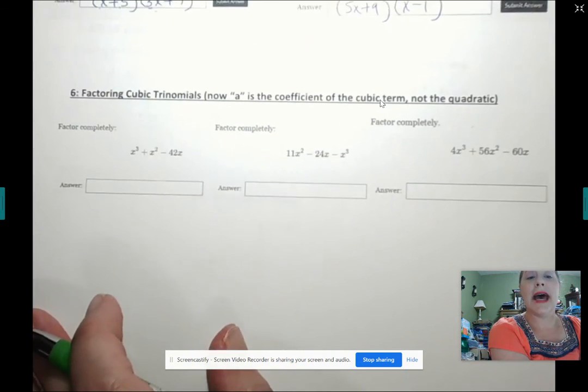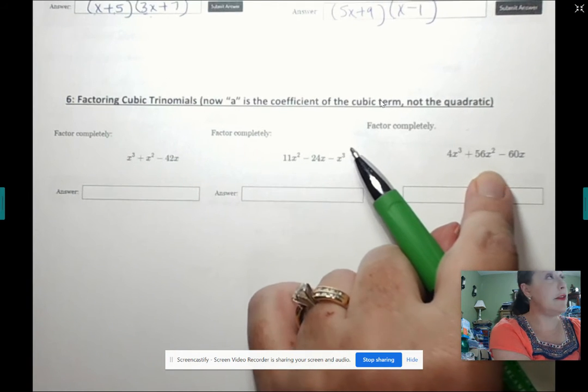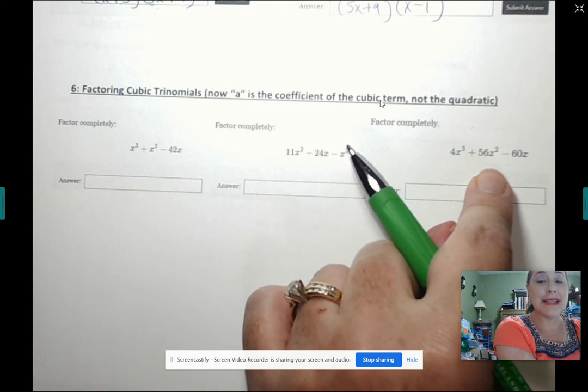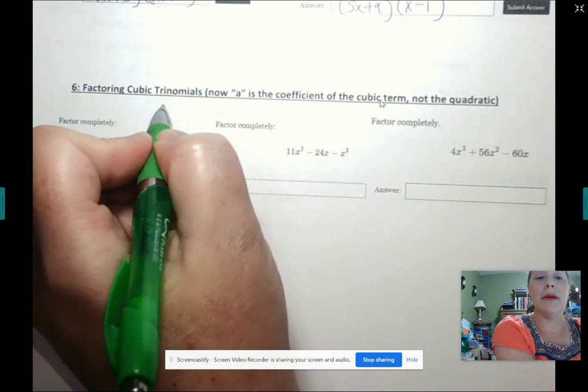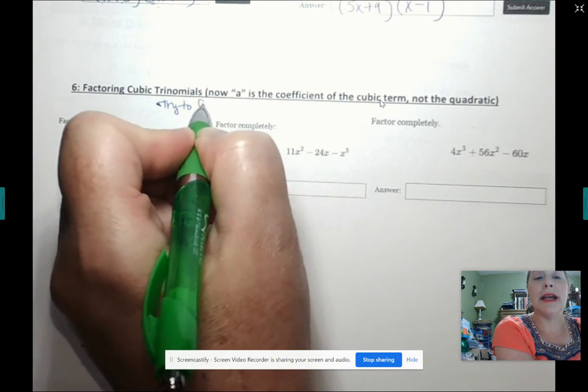All right, let's look at these. These are cubic. And typically, at this point, you don't really have any methods for factoring cubics unless you can take out a GCF and make it a quadratic, okay? So let's just write a little note here. Try to find a GCF.